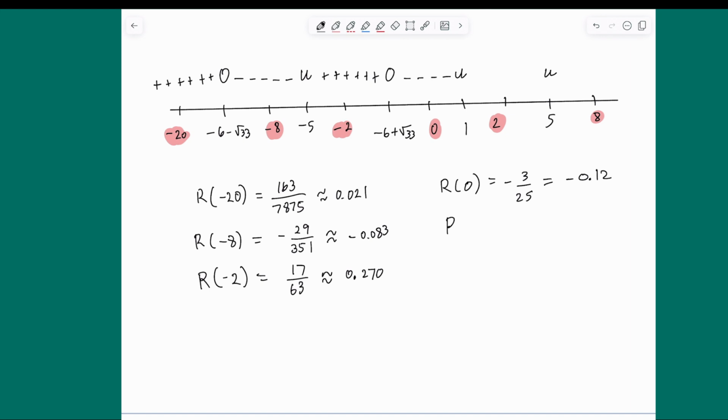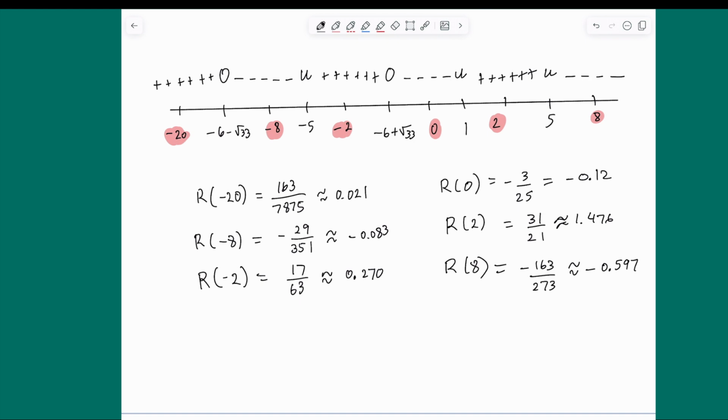And then now the rational function evaluated at 2. That would give us 31 over 21, which is about 1.476 roughly. And so that's positive. And then the rational expression or function evaluated at 8 would give us negative 163 over 273, which is roughly negative 0.597. So it's negative on that interval there from 5 to infinity.